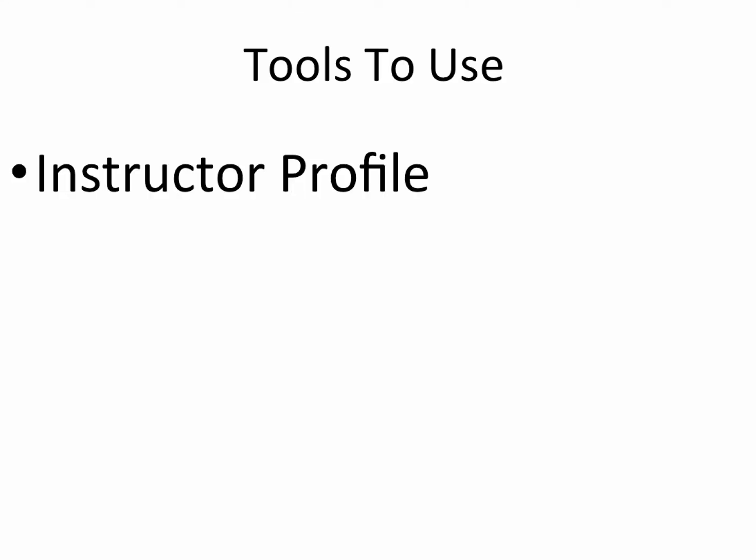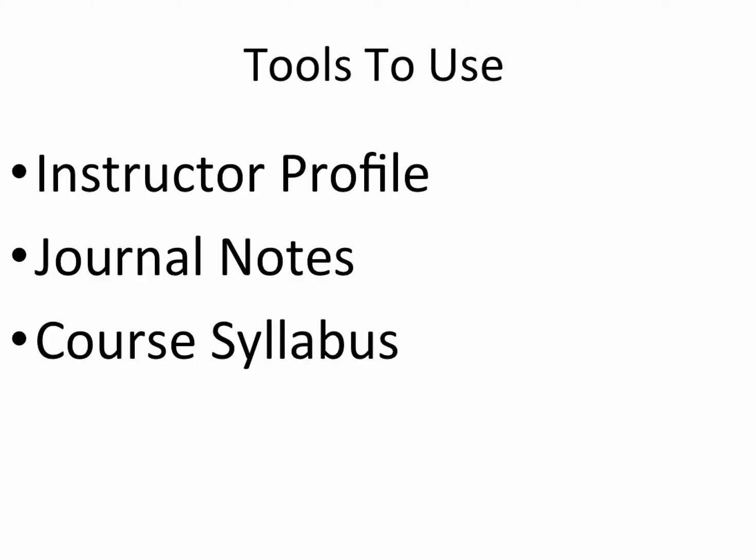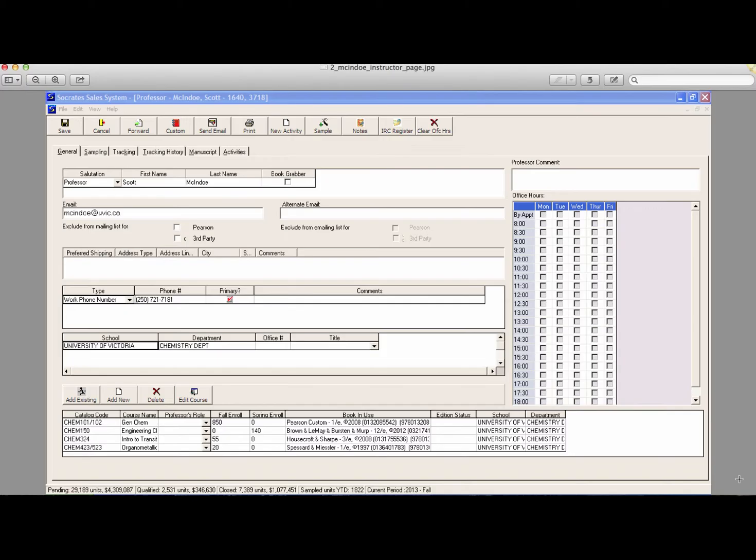To do this, you'll use the Instructor Profile, their journal notes from previous calls, if you have them, and if you can get it, the course syllabus. Lastly, you will want to consult the E-Catalogue. Let's look at the Instructor Profile and how it can be used first.